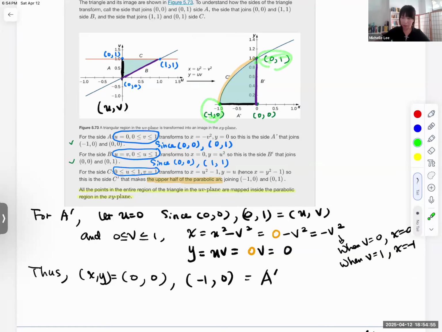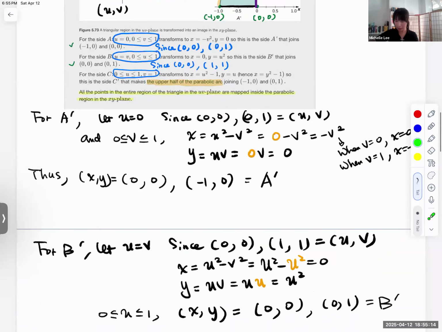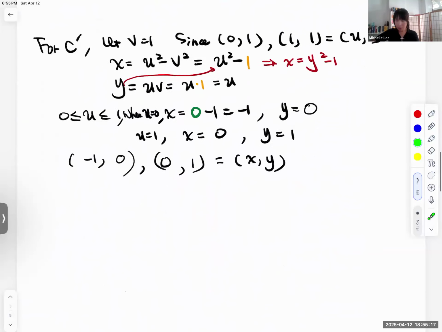So that parabolic arc here is connected to C prime, right? That's how we show the transformation image of T. Okay, I just showed you because this is a lot of work. All right, so we're gonna do that later.